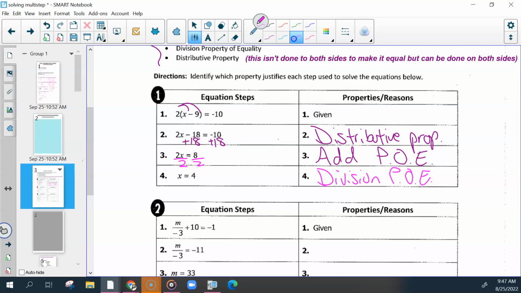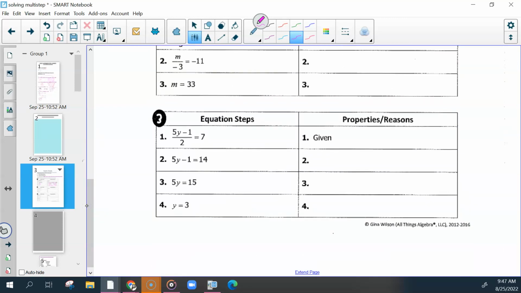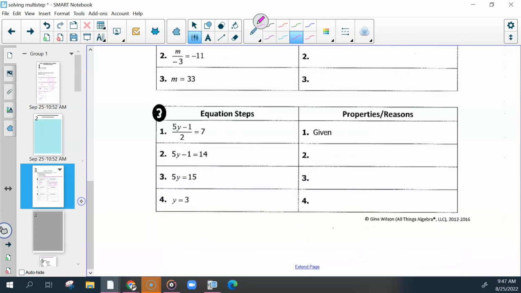Before we do another, do we have any questions on that one? I know some of this seems super easy, things you've done a million times in geometry and then in algebra. It gets harder, yes, but we want to start off easy. All right, we're going to do number 3.